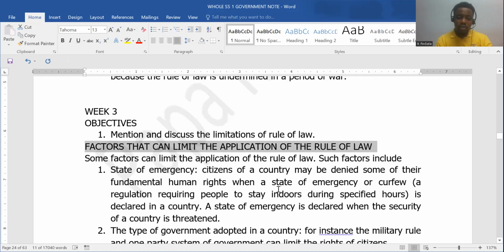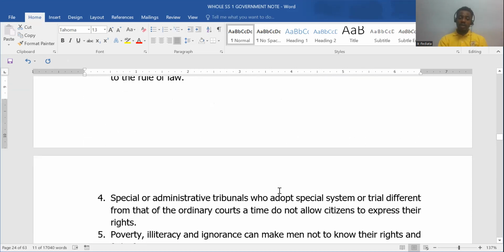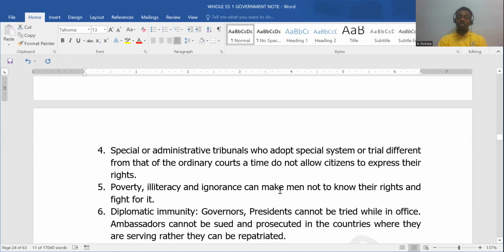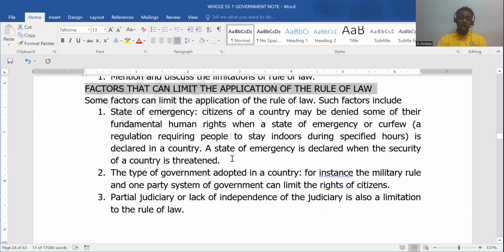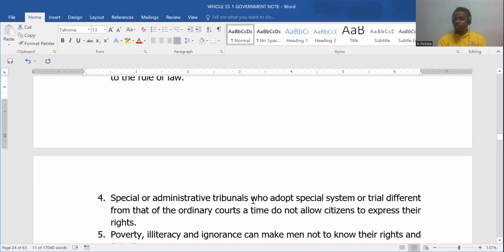The judiciary must not be partial or lack independence, right? This is one of the limitations that can limit the rule of law, if they are partial, if they are not independent. Now, when you have special administrative tribunals, right, who adopt systems that suit them to address court issues, then it is not right. These are tribunals who adopt a special system of trial different from that of the ordinary courts, right? For example, during the military era, you can be tried in a court where nobody can come to defend you. These are what we regard as the special administrative tribunals, and you can easily be sentenced to death, right? So take note of these points.